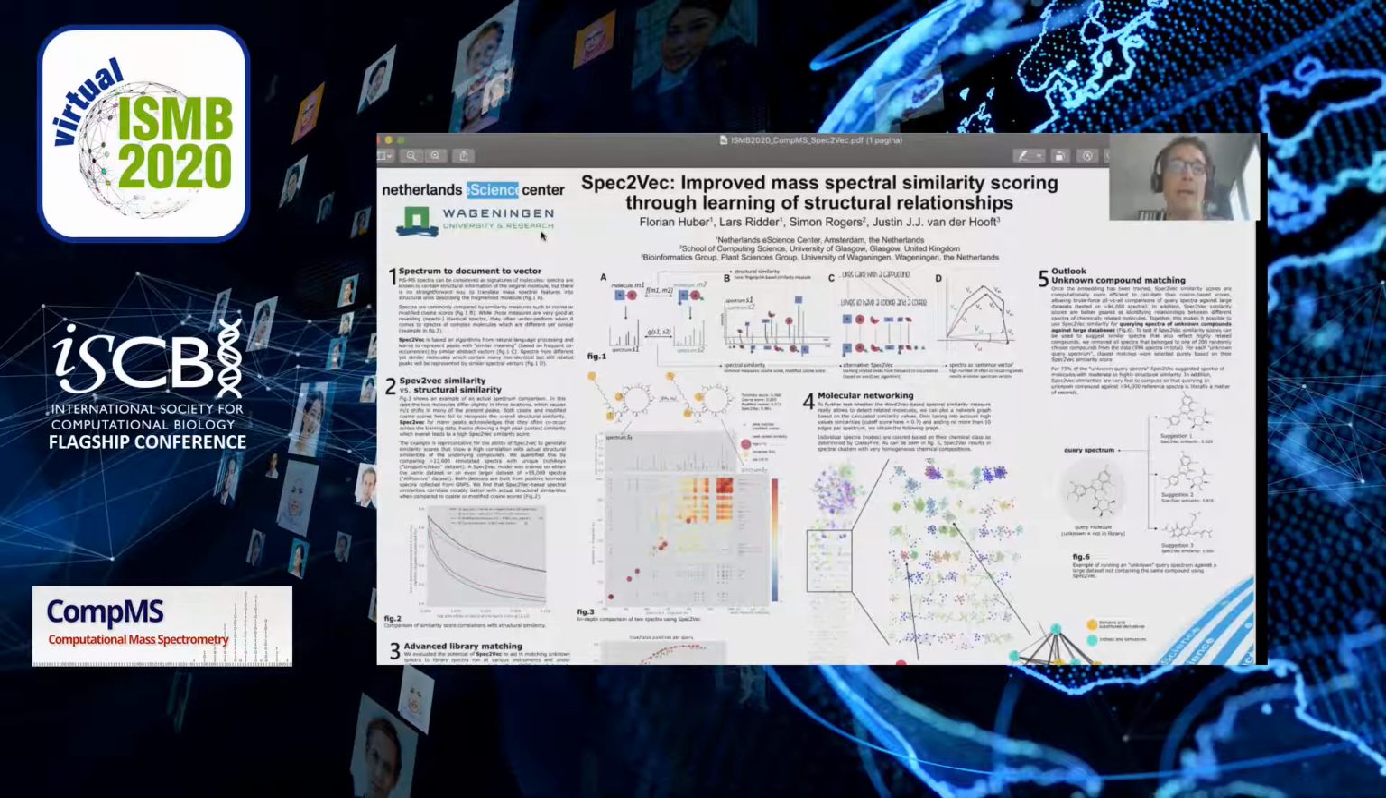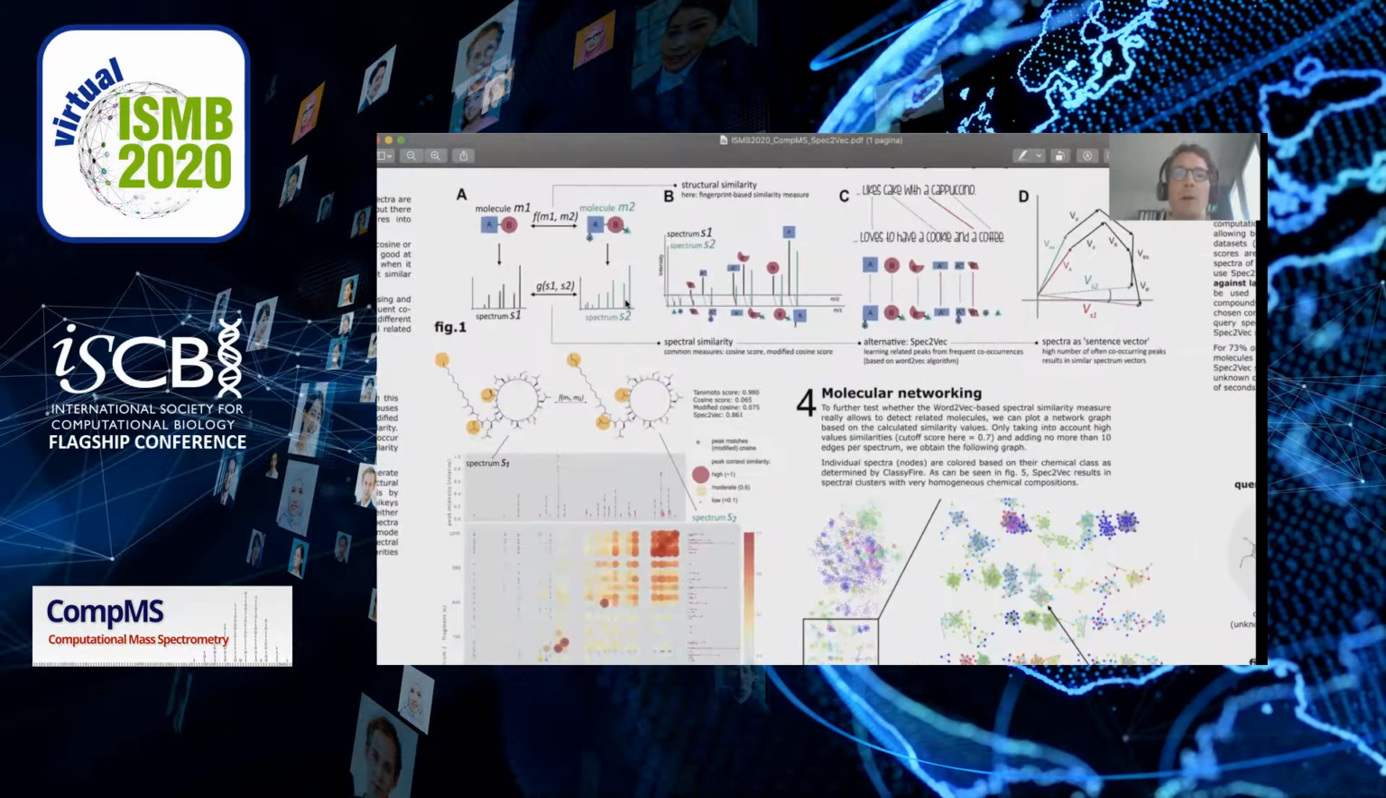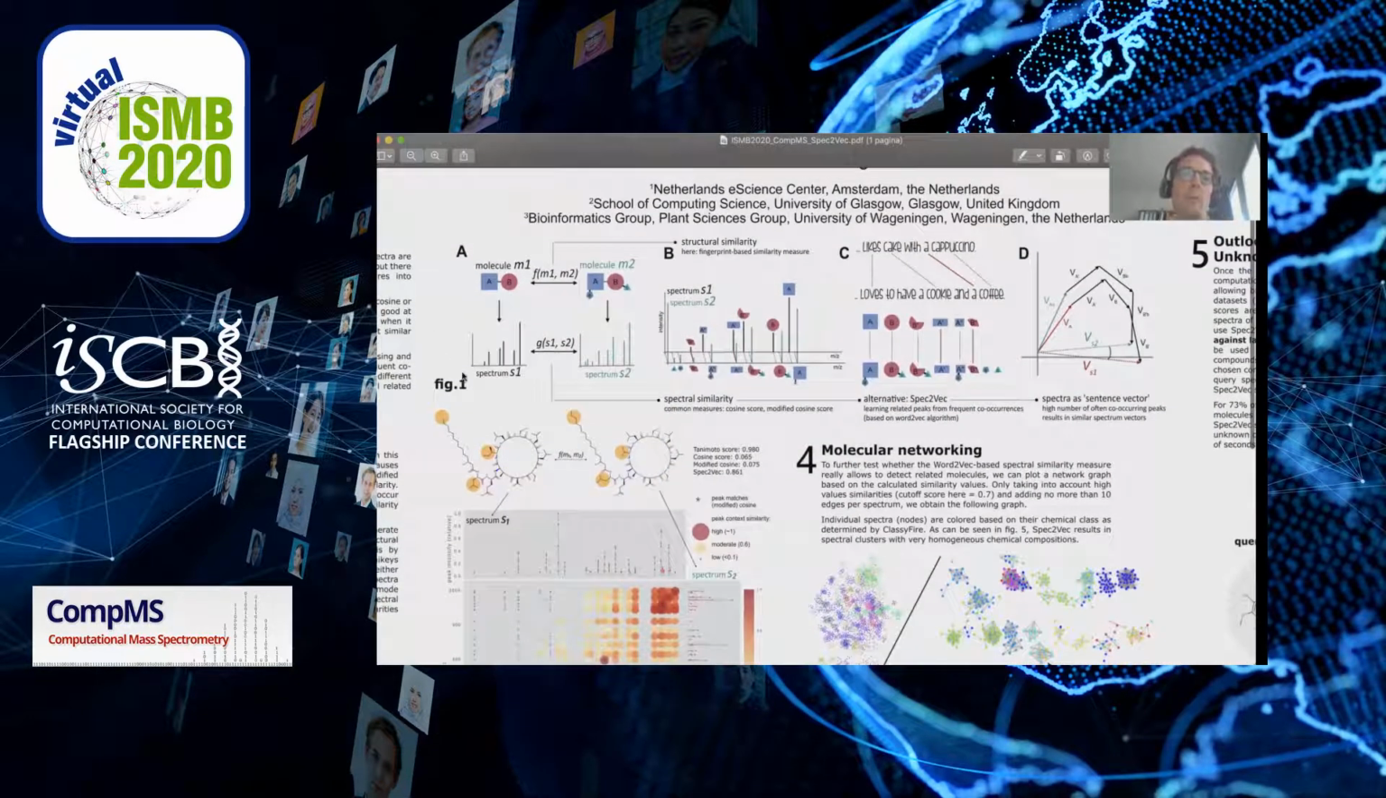Yeah, hello. So I would start with figure 1. Figure 1 shows a cartoon of two molecules, M1 and M2, and those create fragmentation spectra that you see below. What we typically have in conventional similarity scores is that we will just compare these two spectra based on their peak positions, which you can see in part B of this figure.